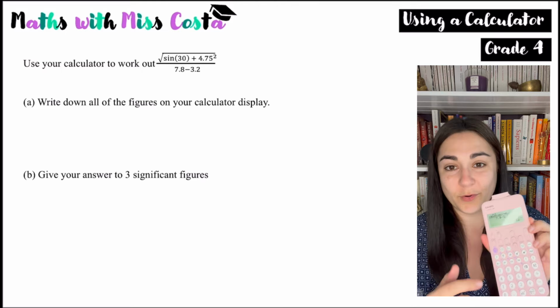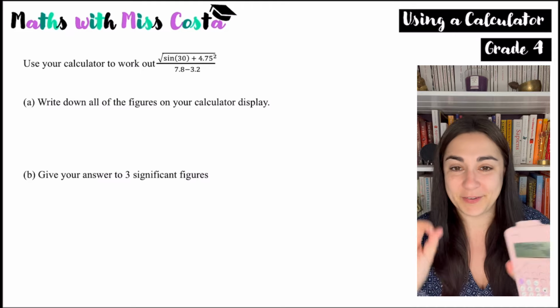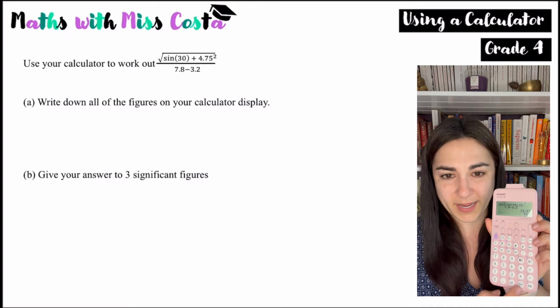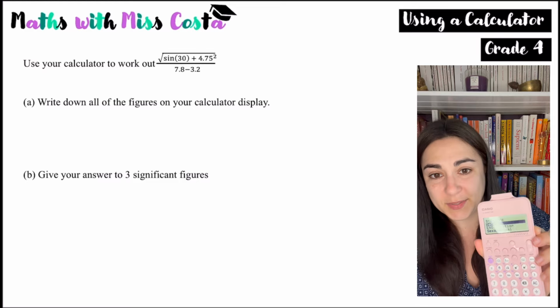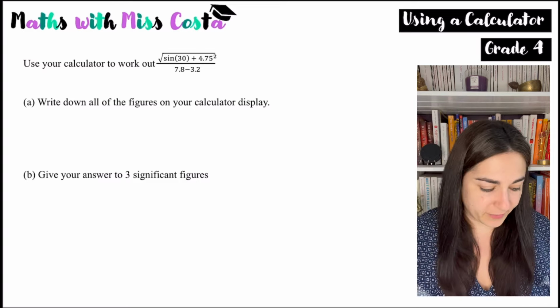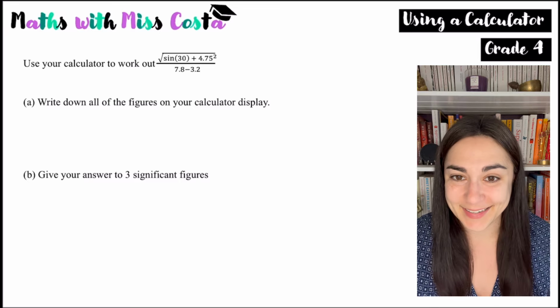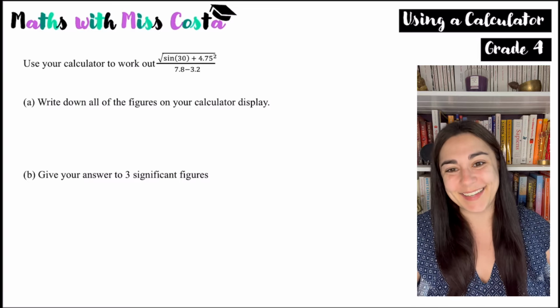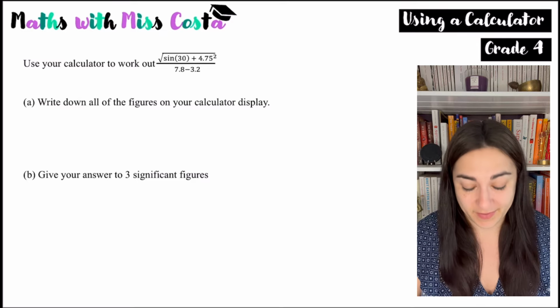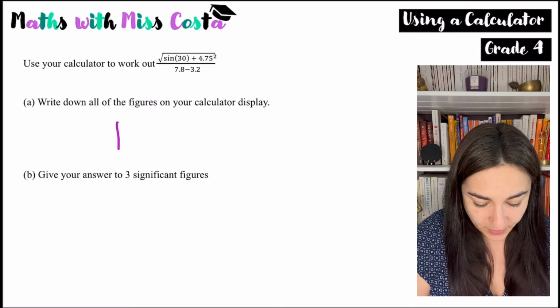So what you want to do if you've got these annoying new calculators, you used to have a nice SD button that I would really like to be brought back. But you press format, and then you go down to decimal, and then it turns it into a decimal for you. So you have to write down all of the figures on your calculator display. The amount of people that don't is a lot. So you're only going to get the mark if you write down everything that you see on your calculator.